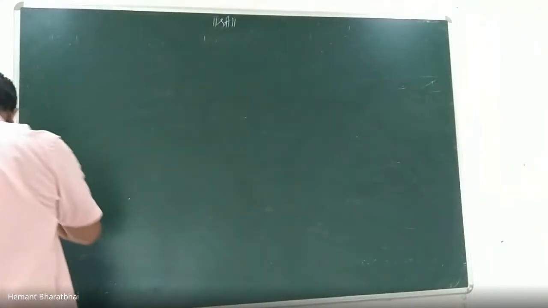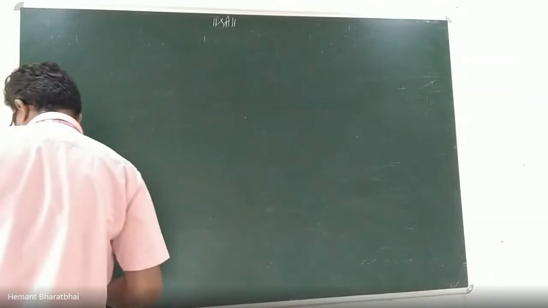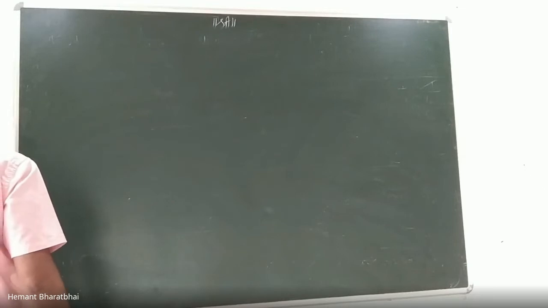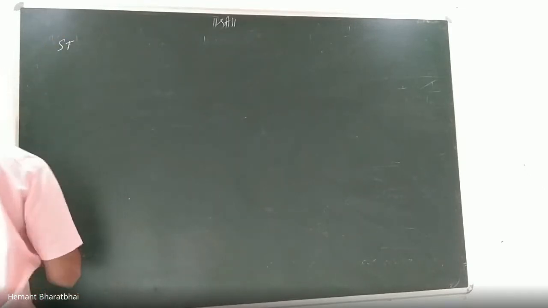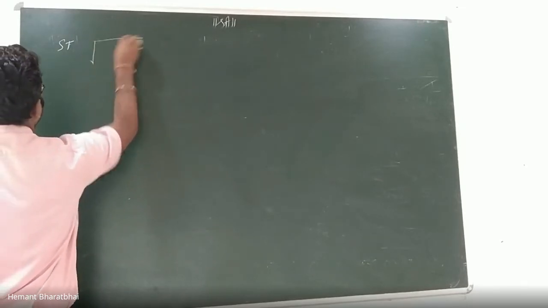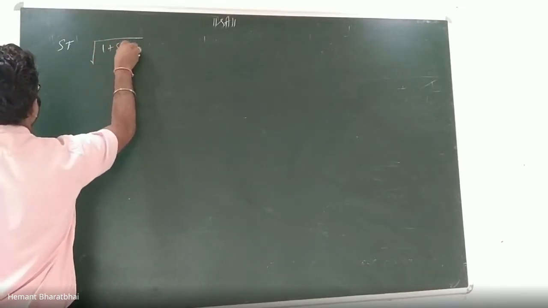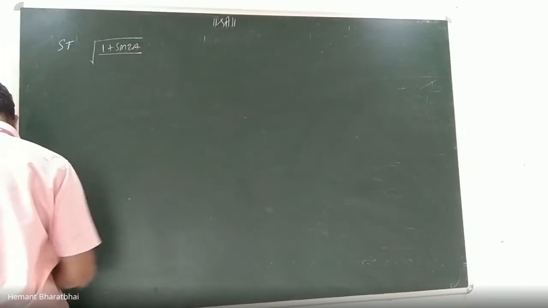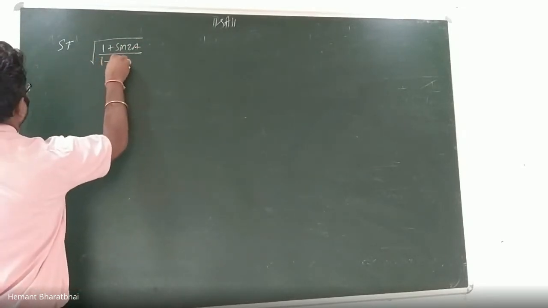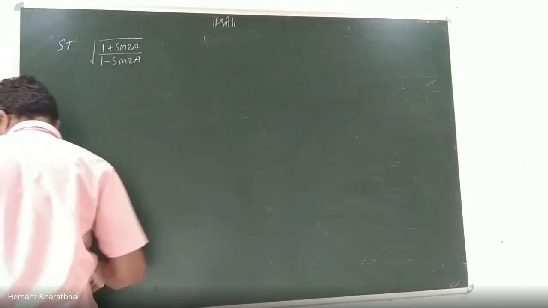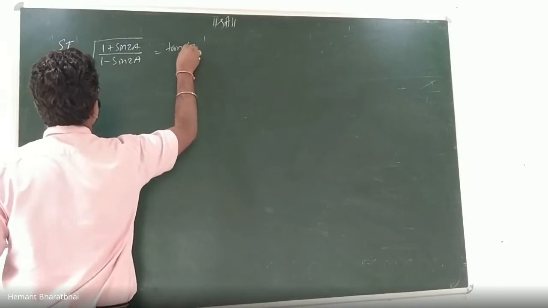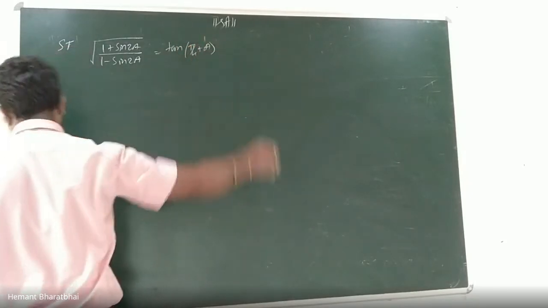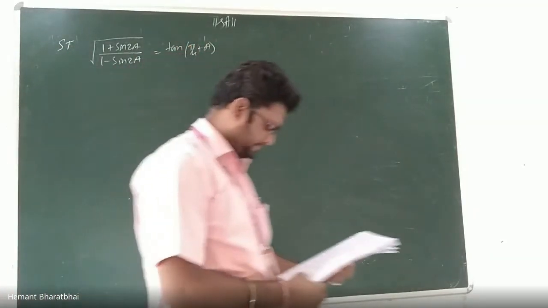Let's see one more, and after that we'll go for some advanced numericals. To show that under root of 1 plus sine 2a upon 1 minus sine 2a is equal to tan of pi by 4 plus a.